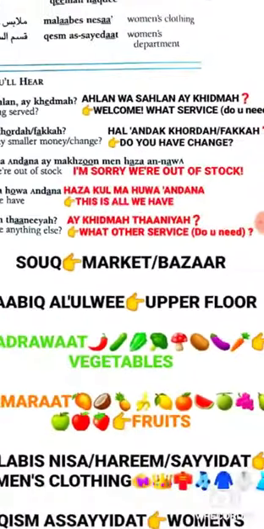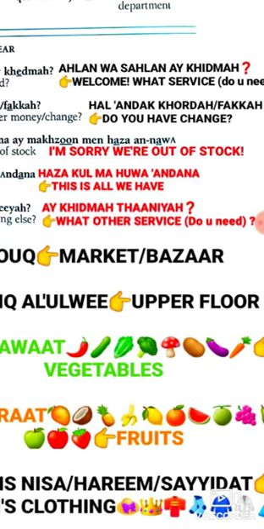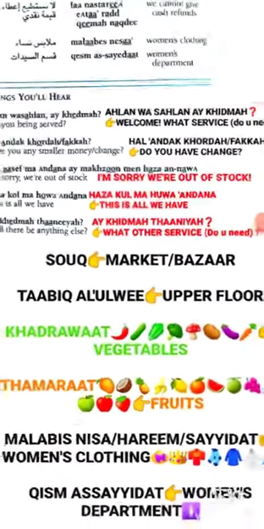The next red sentence is أي خدمة ثانية. What other service do you need? Parenthetically addressing the customer or the client. In other words, how else can I help you? أي خدمة ثانية. And then again, سوق means market, bazaar.